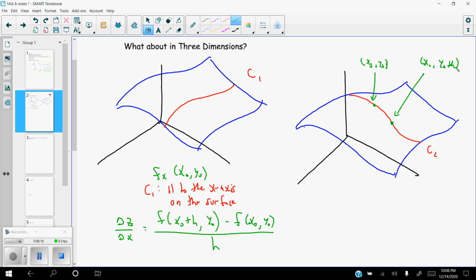And just to give you somewhat of an idea, if you were to project this down into the xy plane, this distance right here would be your h. So what we have is our f sub y, or our derivative with respect to y, at the point x sub 0, y sub 0. So this time we know, I'm flipping the colors here, that C2 is parallel to the y-axis. And again, it is on the surface.